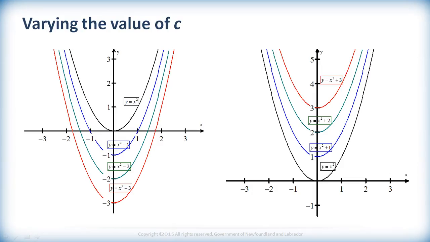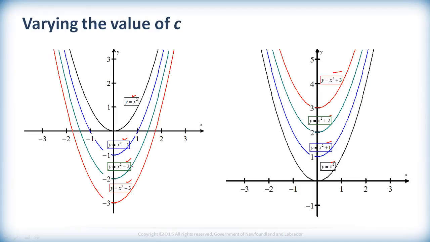Okay? Let's look at the value of c now, and this is a little more self-evident. It's easier to see. Pun intended. So if we have y equals x squared, and y equals x squared minus 1, what happens? Well, the whole thing drops down 1 unit. X squared minus 2 drops down 2 units. X squared minus 3 drops down 3 units, etc. And if we go plus 1, plus 2, plus 3, same idea. We just shift the whole graph up or down. But there seems to be this value of c. All it can do is move it up or down.